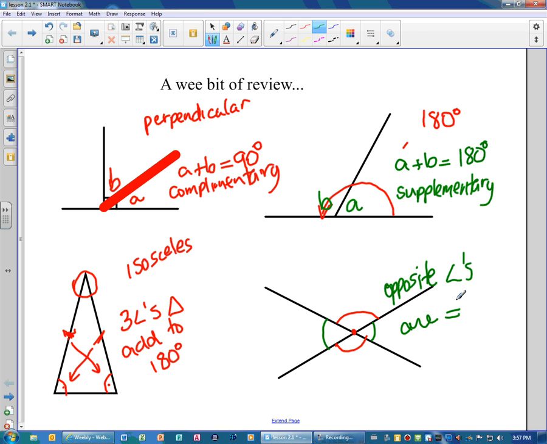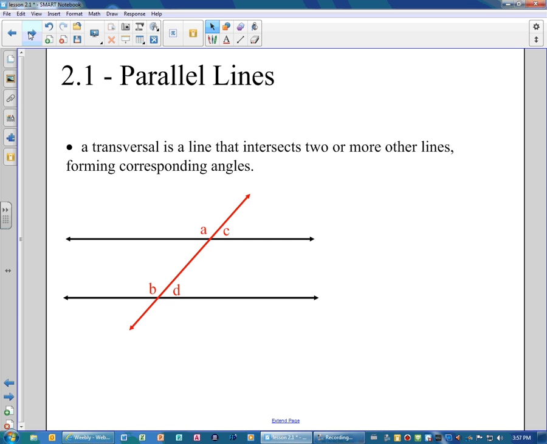So facts that are kind of important in this chapter that you may or may not have seen before. So that's why I thought it was necessary to have a little bit of review. Okay, so open up your 2.1 booklet, and I'm going to start at the top. And the very first bullet for 2.1, it says in your book, a transversal is a line that intersects 2 or more other lines, forming corresponding angles.